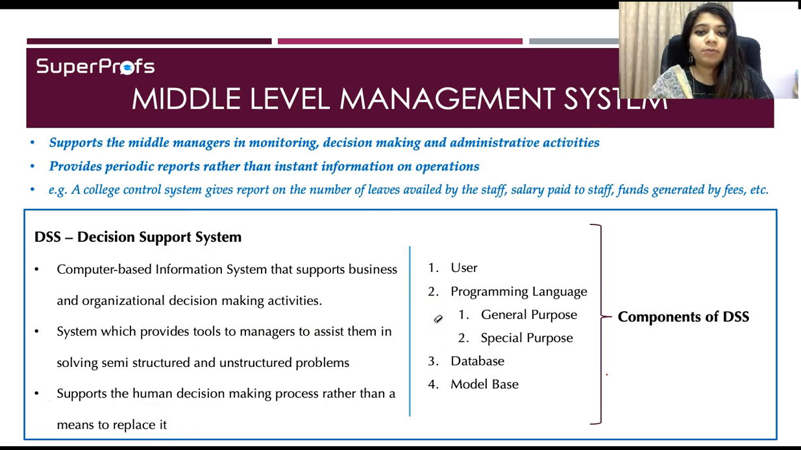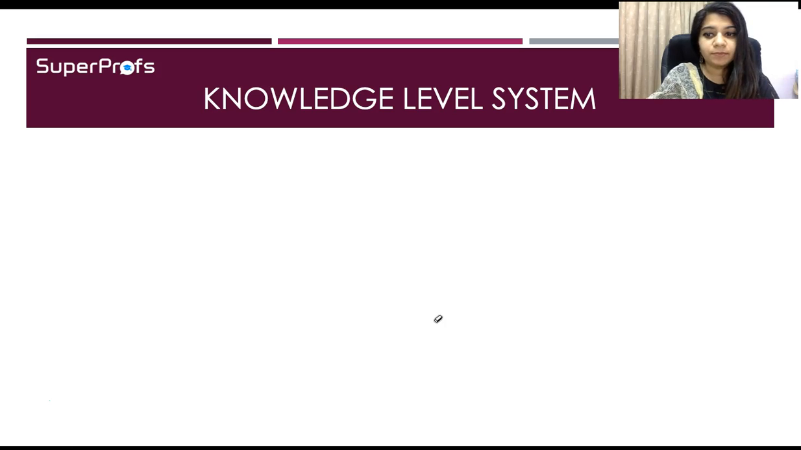Alright, next we will come to the knowledge level system. Now, what does knowledge level system mean? These are information systems which are used for discovery, processing, storage and delivery of data. And who will use it? It will be used by data workers and knowledge workers.